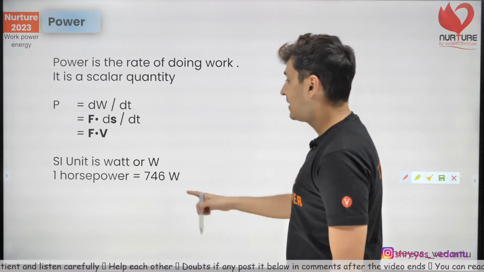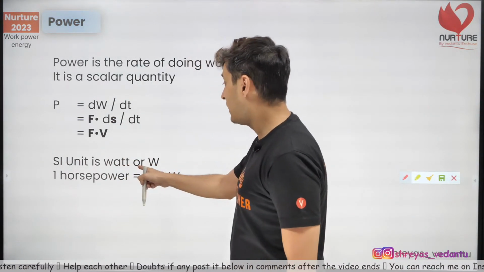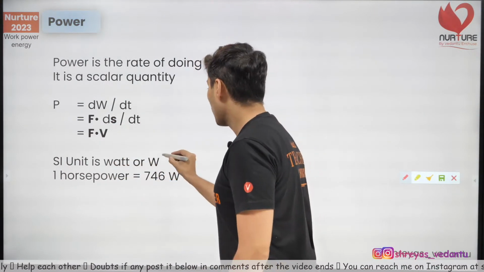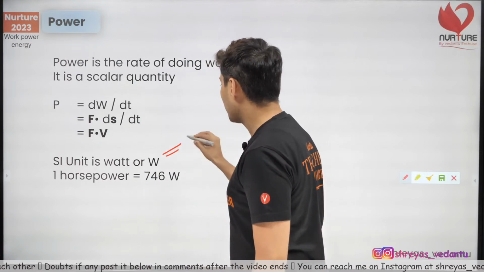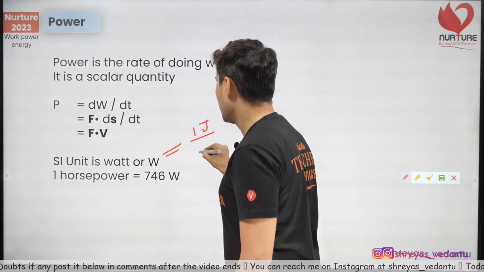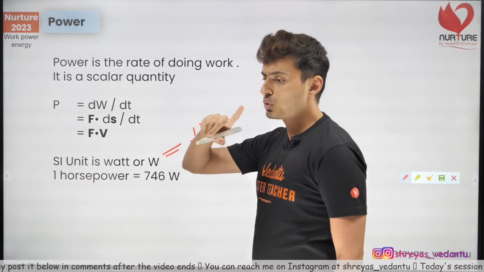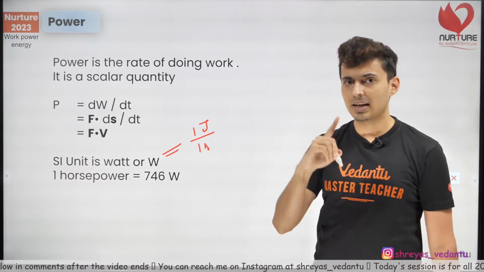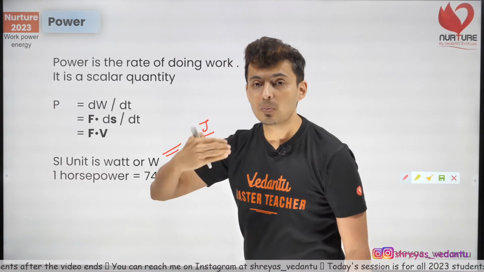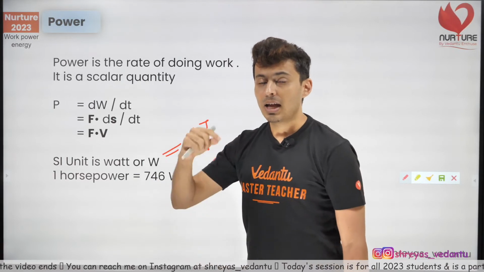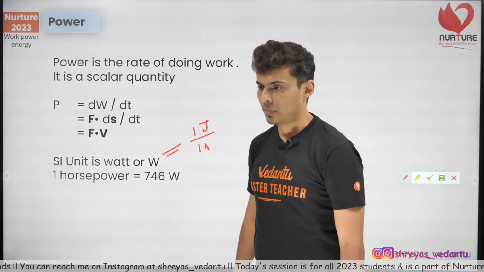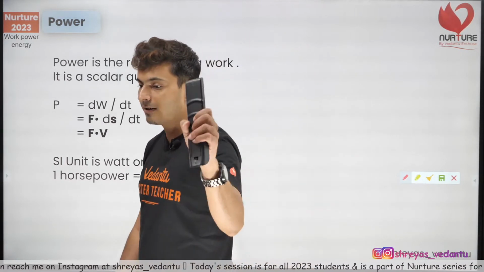Now remember, the SI unit of power is watt. So 1 watt of power is 1 joule of work done in 1 second. When you do 1 joule of work in 1 second, you have consumed that energy, or you are doing that work at 1 watt. Okay, I hope this is clear.